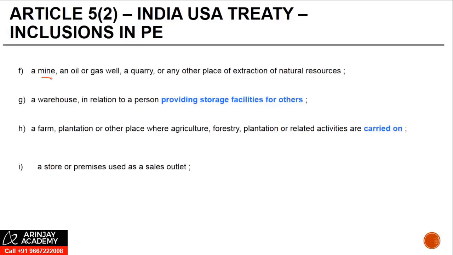A mine, an oil or gas well. Like I said, a mine, even though it is spread over a large area, on a standalone complete basis, constitutes a PE. An oil or gas well, a quarry for extraction of maybe marble or something like that, or any other place of extraction of natural resources. Extraction basically means something which is already there as a part of the earth and is taken out from there, or some resources taken out from some physical structure which is already existing. Natural resources do not include things created by man; it is something which nature gives on its own.